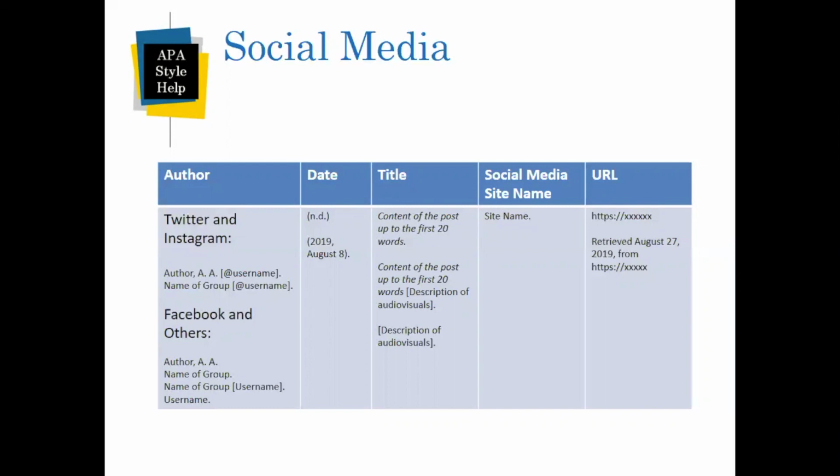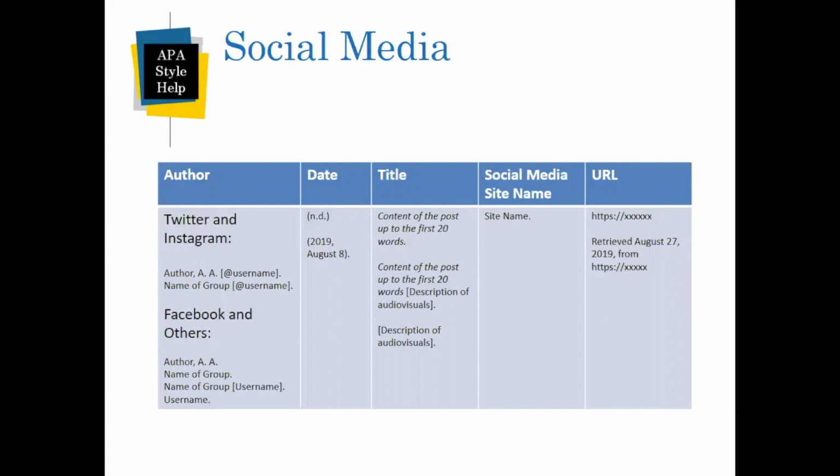name, and a URL. For Twitter and Instagram, you provide the author's name, whether it's personal author or corporate author, and then in brackets, the username or handle with the @ sign. For Facebook and others, you provide whatever information you have: personal name, corporate author, group name with the username, or just the username. For the date, you have 2 options, either N period D period for no date, or the full date stamp with the year, the month, and the date.